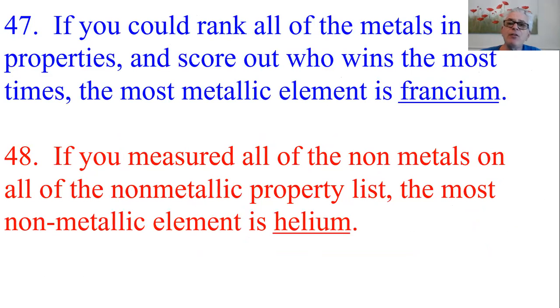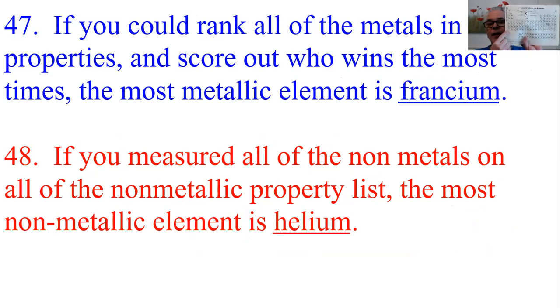Now, if you could rank all the metals for all the properties: which is the shiniest metal, which is the most malleable, which makes cations the easiest, which is the most ductile, which has the lowest specific heat capacity constant. As it turns out, as a general rule, the most metallic element is francium, which is on the bottom left corner of the periodic table.